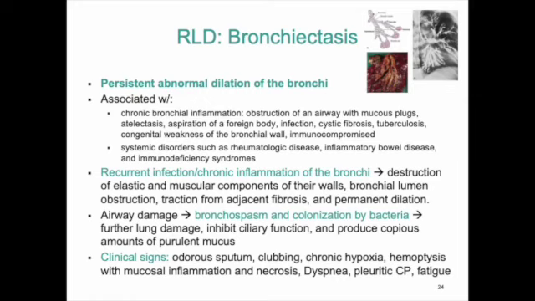The hemoptysis is from the mucosal inflammation and necrosis that's happening. Sometimes it can be just a little bit, and sometimes this bleeding can be massive. Additionally, more common things are like pleuritic chest pain, fatigue, and dyspnea.